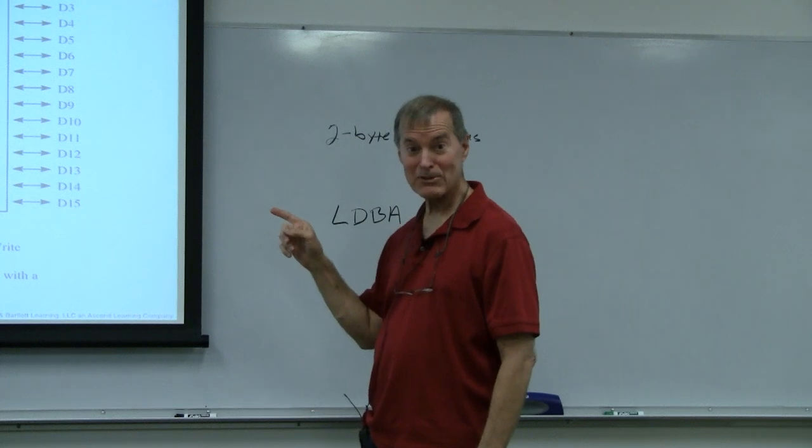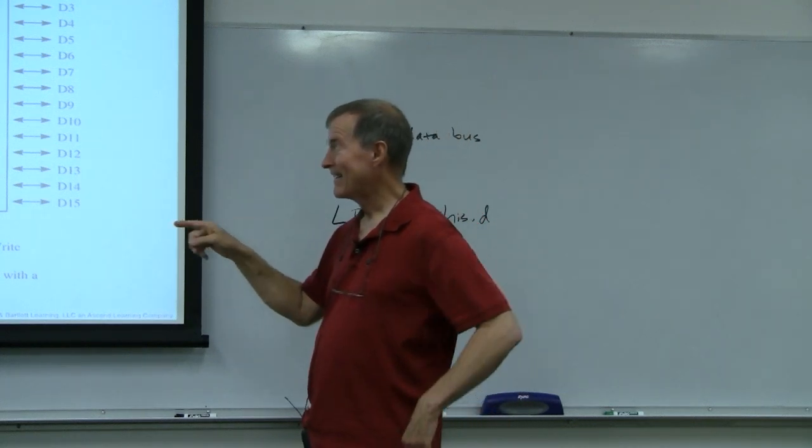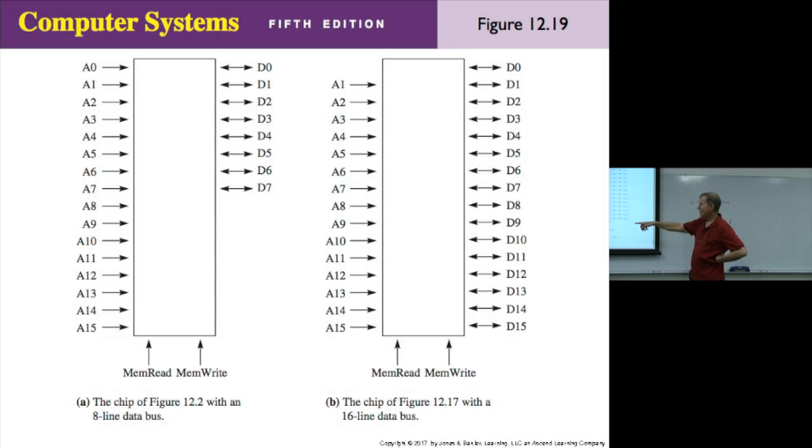So put this in your pipe and smoke it. Look, on the left, this figure 12.19. Do you see this chip in part A, the chip of figure 12.2? How many address lines does it have? 0 through 16. Are you with me? And how many data lines does it have? Eight.